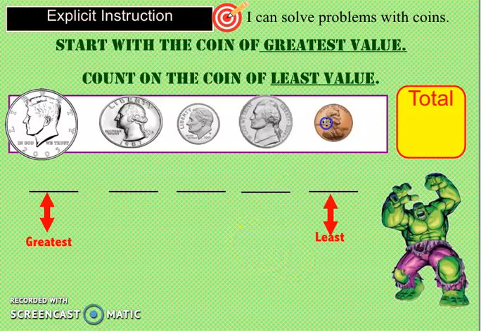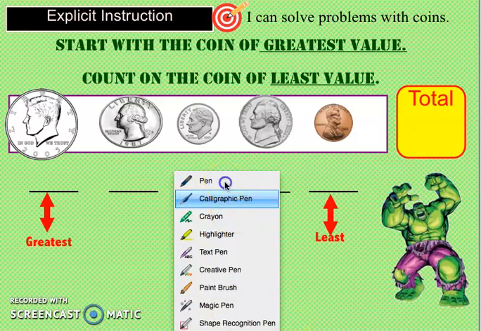Here you go. Here's our penny. All right, so now we've put them in order from greatest to least. Our next job is to add our values together to find out what our total is. So let me get my pen ready.